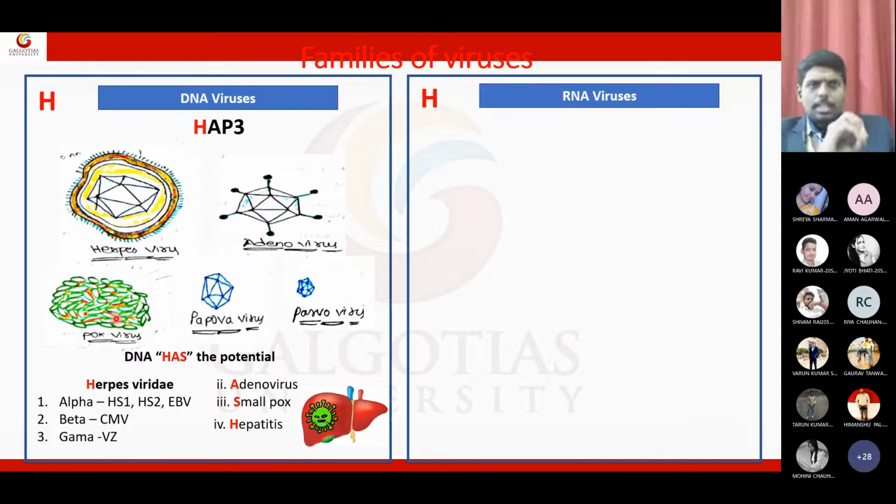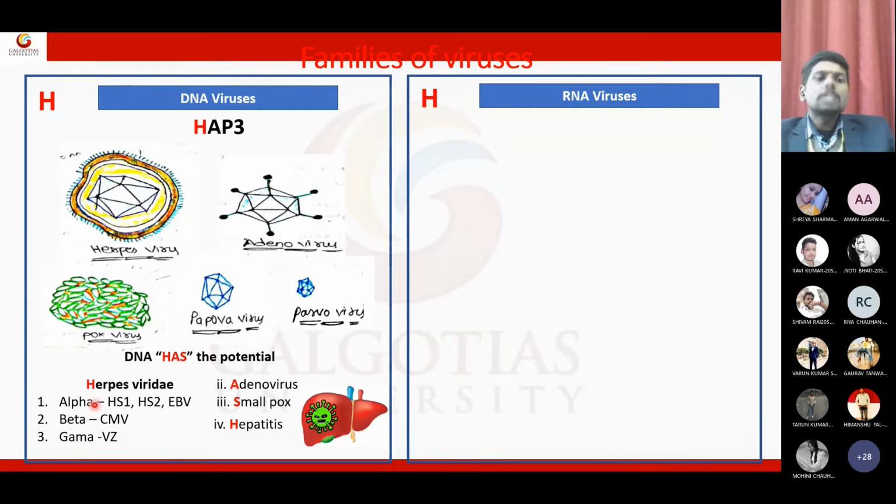So these are a few important DNA viruses. I will tell again: the DNA virus families are HAP cube, which stands for Herpesviridae, Adenoviridae, Poxviridae, Papovaviridae, and Parvoviridae. And the individual viruses are DNA viruses. So H stands for Herpesviridae.